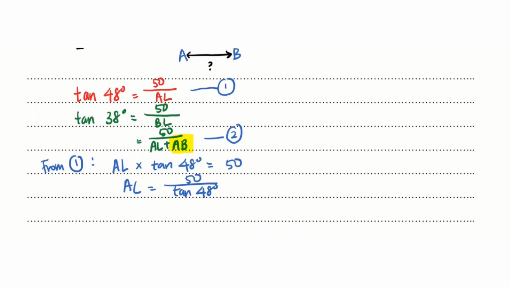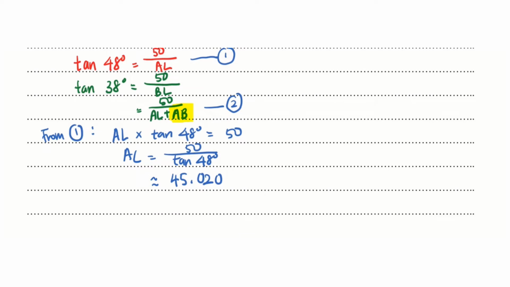So 50 over tangent 48 degrees, you may want to press your calculator and then you will get a truncated 5SF value, 45.020. So that is the length of AL. Or you may keep it exact and then do the substitution. Either way of accuracy would be fine, just that if you calculate first, maybe it is easier.